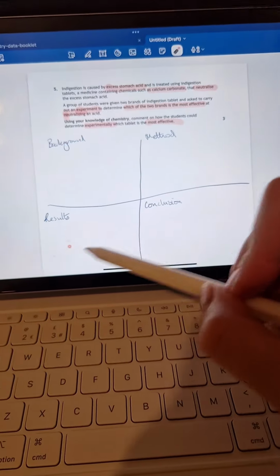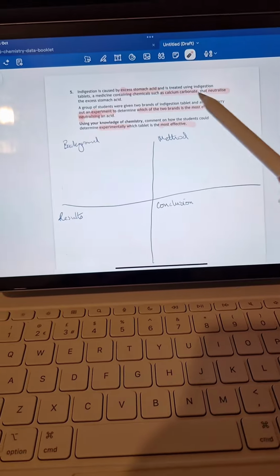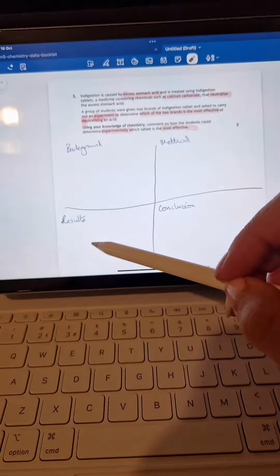And then you want to talk about in this box what results they would be collecting. So are they going to collect gas that's released, or are they going to measure pH? It's also good to give options. So if there are 2 options of experiments or 2 options of types of results you can collect, then talk about both options, because it shows you have a broader knowledge of chemistry.